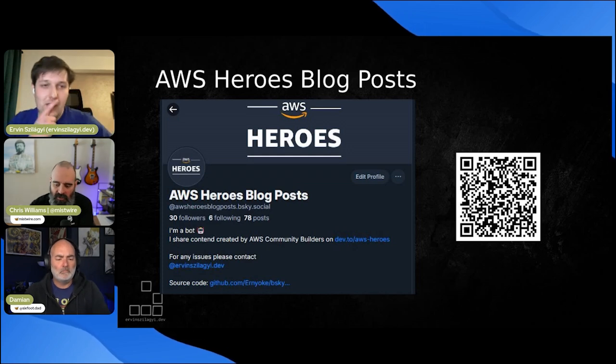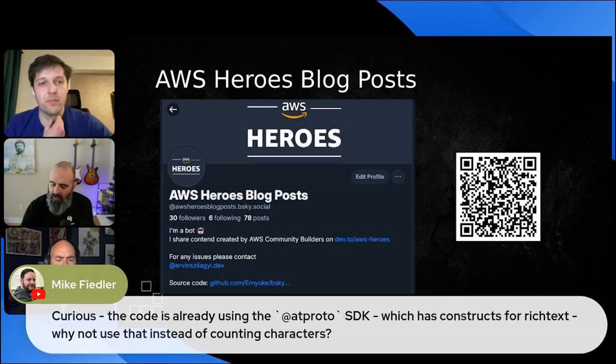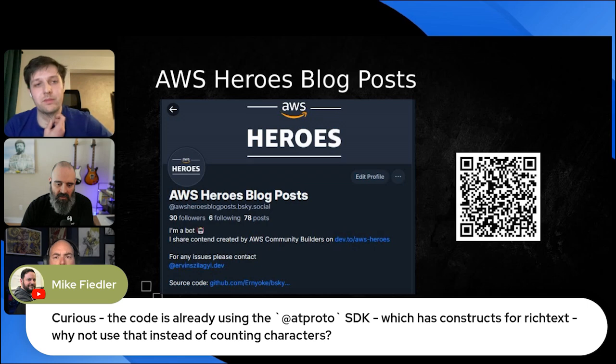I got a quick question from the audience. Cool. Mike is asking, the code already uses the AT-Proto SDK, which has constructs for rich text. Why not use that instead of counting characters? The code is already using the AT-Proto SDK.